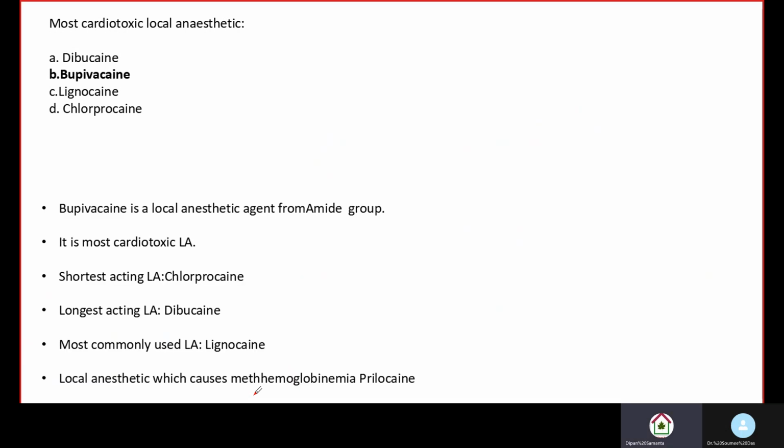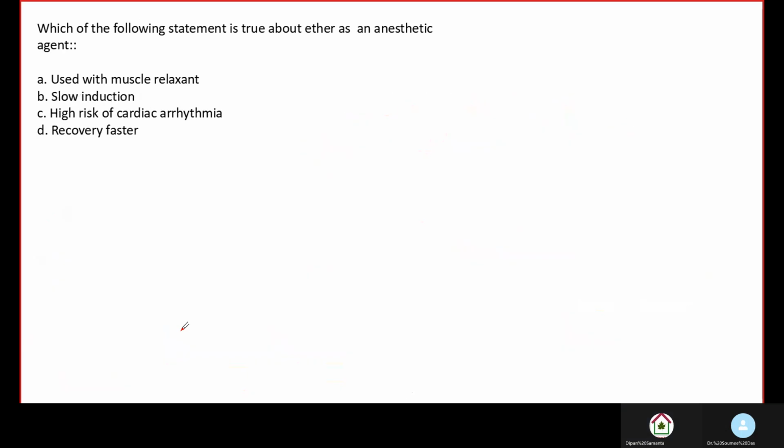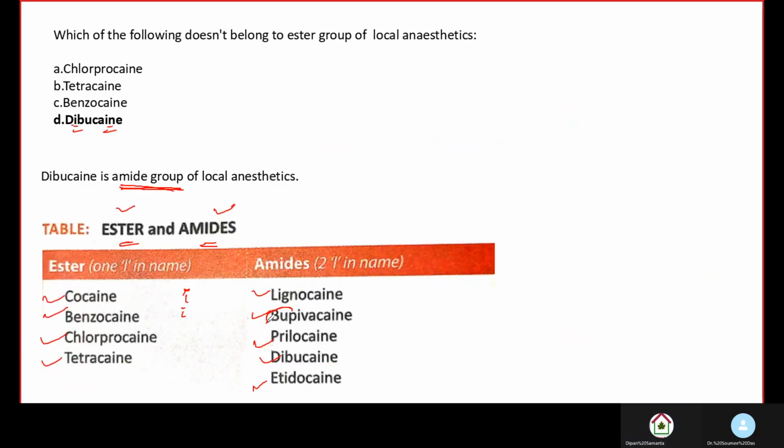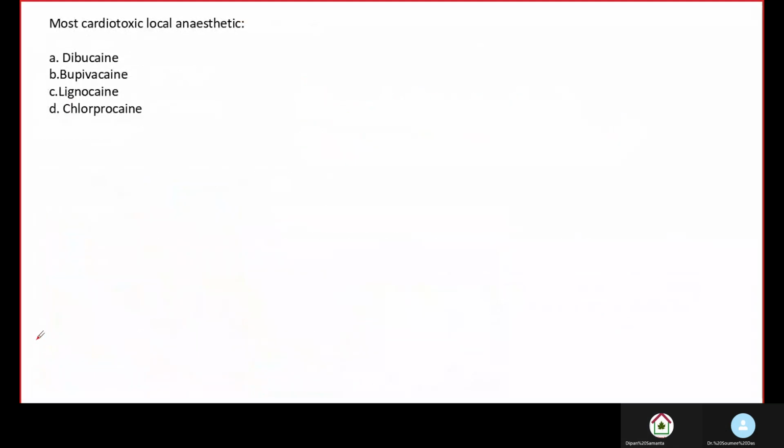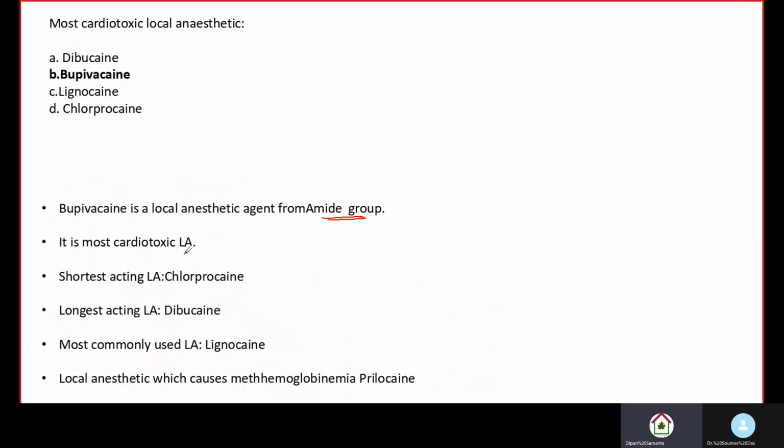Next question. Most cardiotoxic local anesthetic agent is bupivacaine. It's a local anesthetic agent from the amide group, with two I's. It is the most cardiotoxic local anesthetic, bupivacaine.